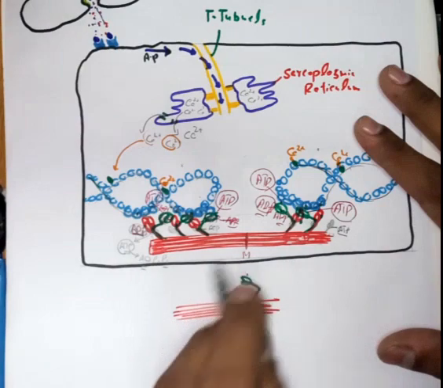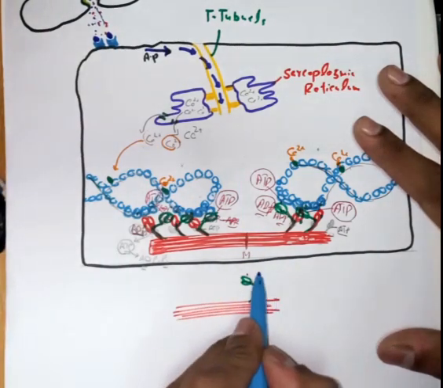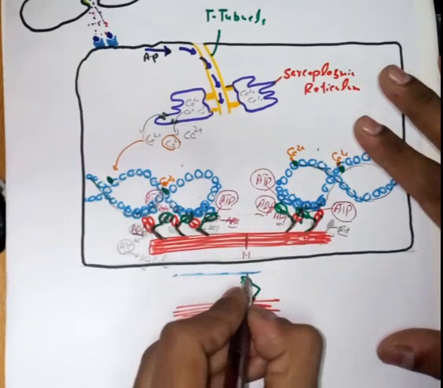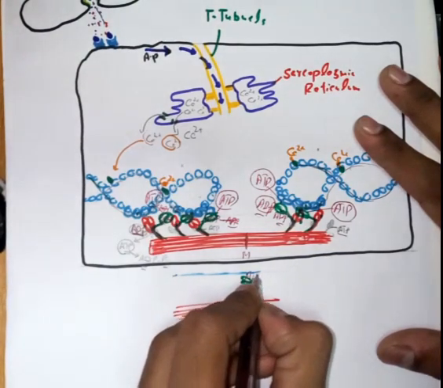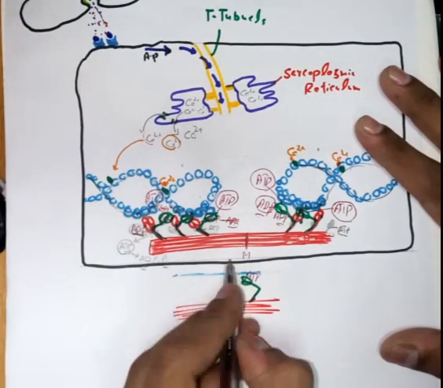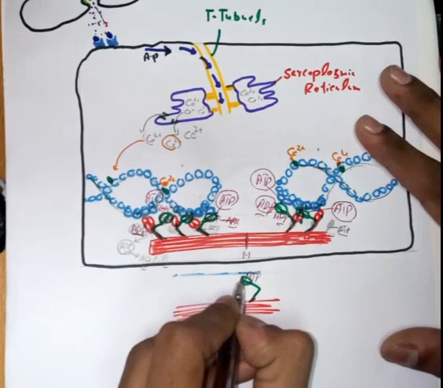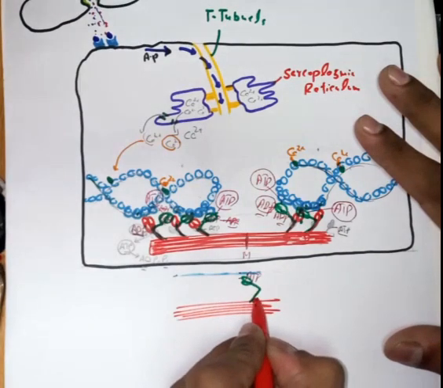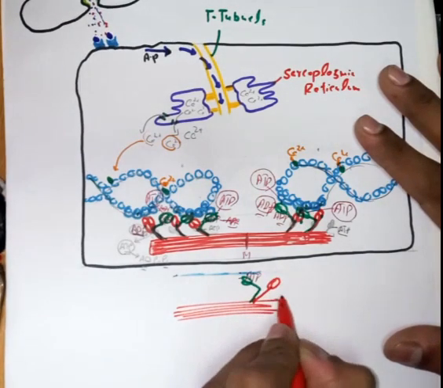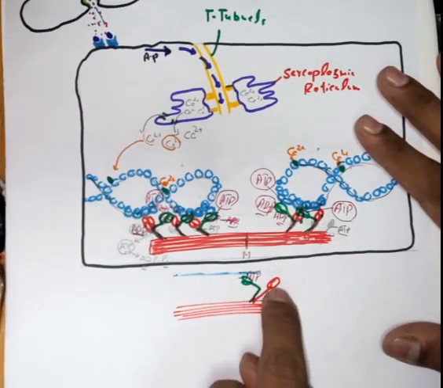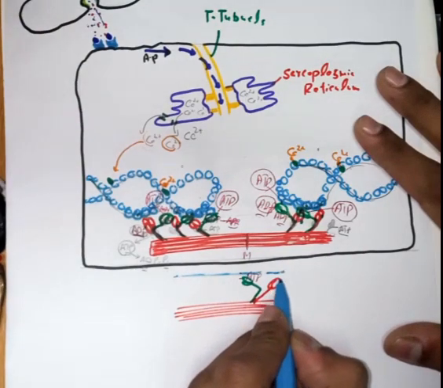For the relaxation, let me draw the actin as well. This actin molecule, this actin protein. Now for the relaxation, ADP has to be replaced with ATP. So when the ATP molecule attaches over there, the bond between actin and myosin head will detach, and again it will come into this position. This position is called the cocked position. Again it will be in the cocked position, ready to bind another actin molecule.